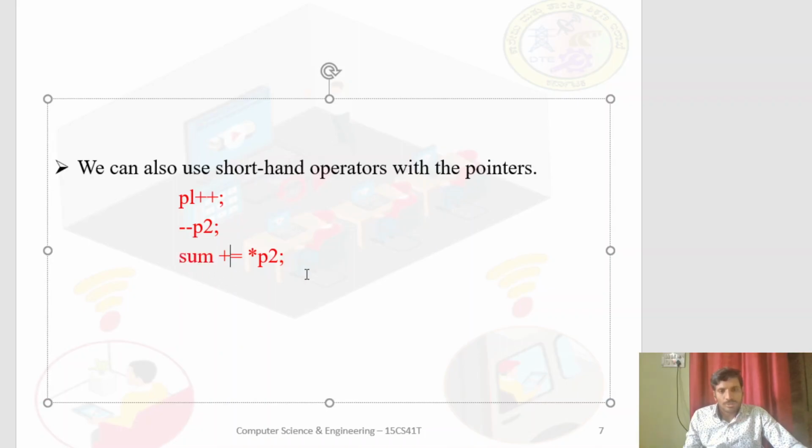Again, one more shorthand expression, sum plus equal to star p. This is equal to sum equal to sum plus star p2. This expression is similar to this one. So we can use such types of expressions also. These are valid expressions on pointers.